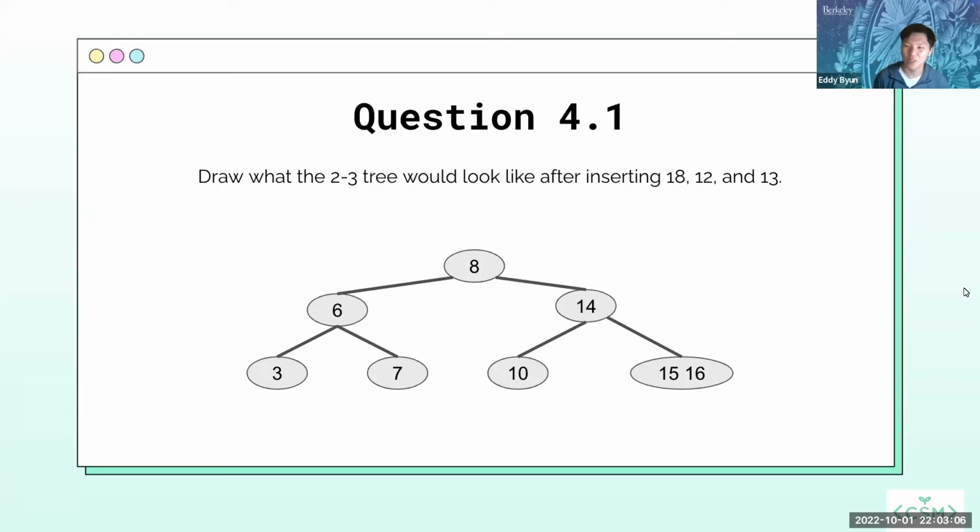Hi, everyone. So today I'm going to be going over question 4 of the worksheet. Question 4.1 asks us to draw the 2-3 tree after inserting 18, 12, and 13 in that order.